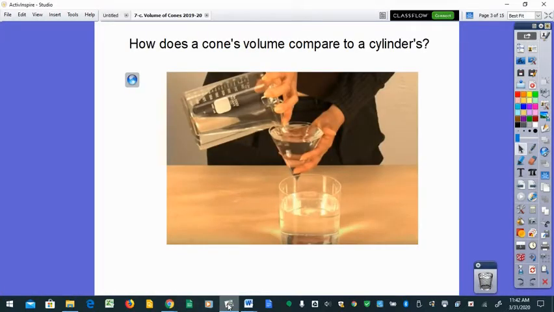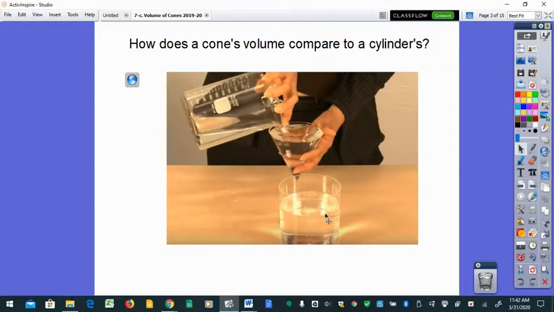She did a lot better job than I do with the rice, in that I don't think the woman spilled a single drop. I usually have rice all over the floor. But what you should have just noticed is that the cone will fill up the cylinder 3 times. So the cylinder has 3 times the volume of the cone. And if we reverse that thinking, the cone has 1/3 of the volume of the cylinder.